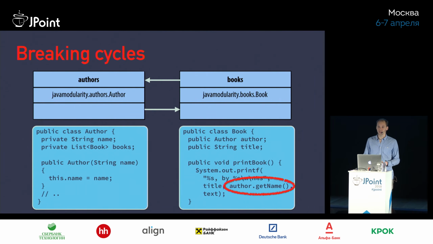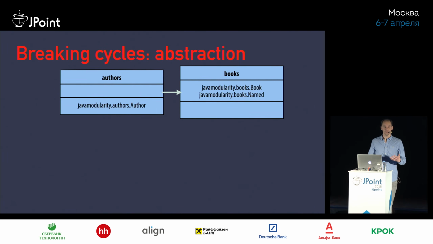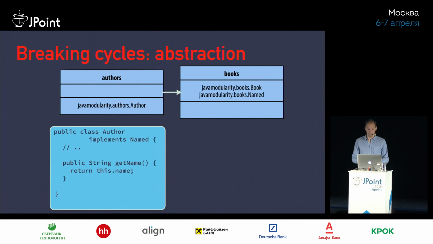Now, this might point us to a new abstraction. For example, something like a named interface, something that has a name, something that has a getName method. And it doesn't really matter whether it's an author or a computer-generated book later on, which has a different way of getting the name. We were not really interested in that. So we were sort of pointed towards a design flaw by the fact that we want to break the cycle. And now we can let this author class implement the named interface, and there's still the same getName method that just returns the name of the author in this case.